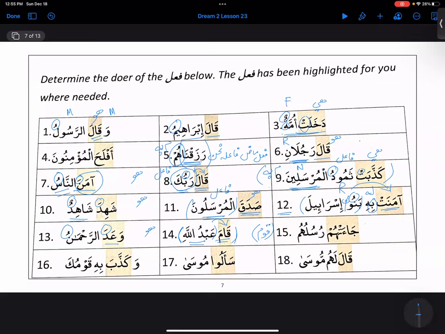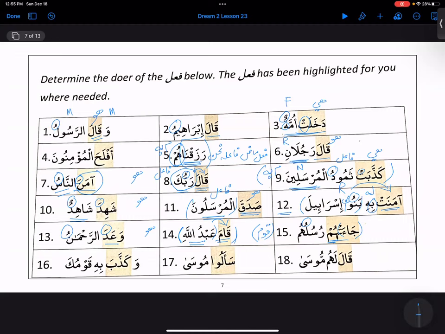Next one, Ja'at hum rusuluhum. So again, Ja'at is the fail. We're going to chunk it down, and hum is the attached pronoun. So Ja'at hum and then rusuluhum. They came to the classroom.